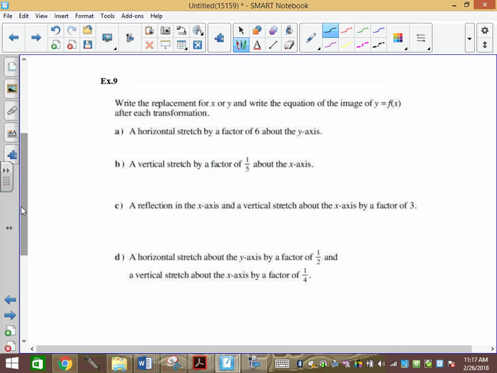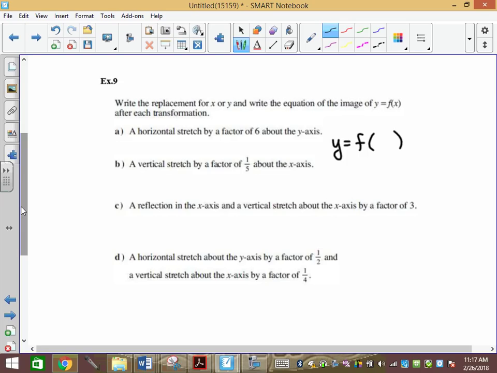Okay. What happens if they give us the words and we have to come up with the equation? So we have a horizontal stretch by a factor of 6. This is the word. They want me to write the new equation. So what's it affecting, my x or my y? X, because it says horizontal. So we're going to have y equals f.